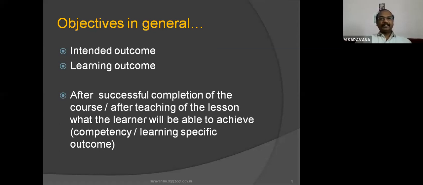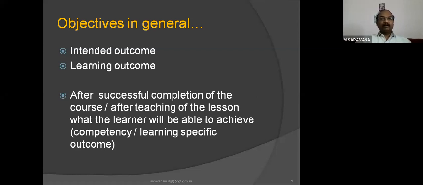An objective is, in general, an intended outcome and learning outcome. For our syllabus, we have already discussed this under the analysis of syllabus chapter. Our syllabus is based on the NSTI framework, the National Skill Qualification Framework. It is an output-based syllabus, and starting from the curriculum, syllabus, training materials, and reference books, even testing, evaluation, and certification, everything follows the NSTI framework only. And this NSTI framework is output-based.